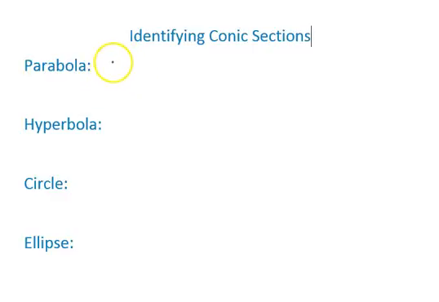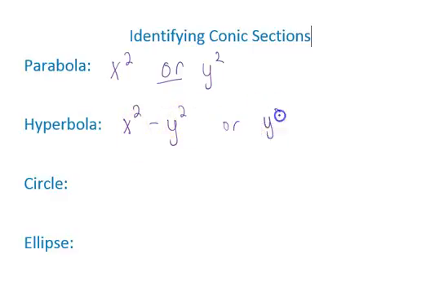With a parabola, you'll only have an x squared or a y squared. Only one of those will be squared in the equation, but not both. If both are squared, it's got to be one of these other three. Hyperbola is the next easiest to identify because you may have something in front of the x squared or y squared, but you have both of them and one of them is negative. So one is subtracting. So we could have x squared minus y squared, or you could have y squared minus x squared. But there is a minus involved.